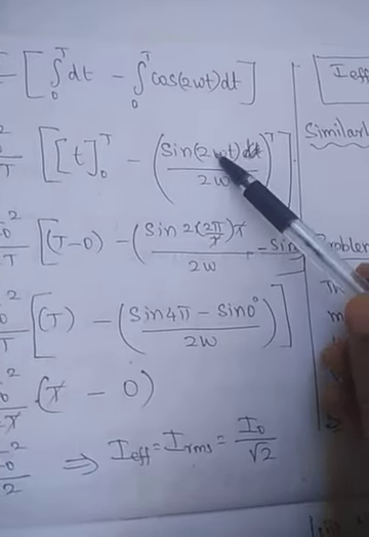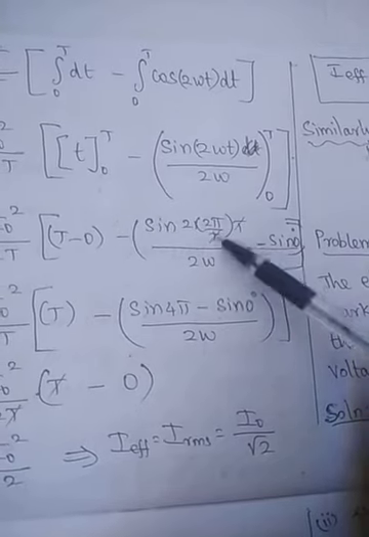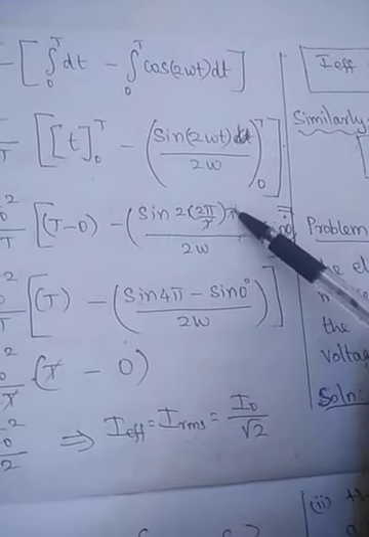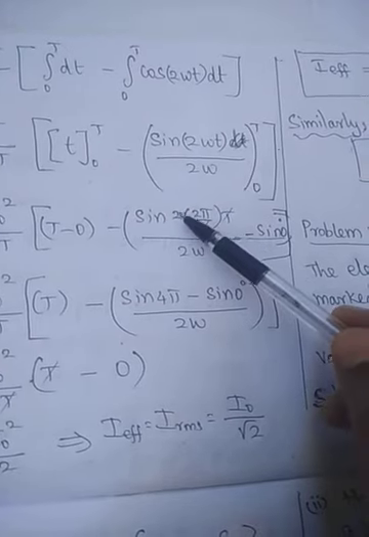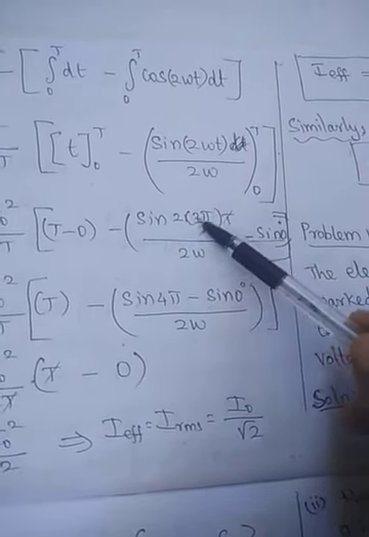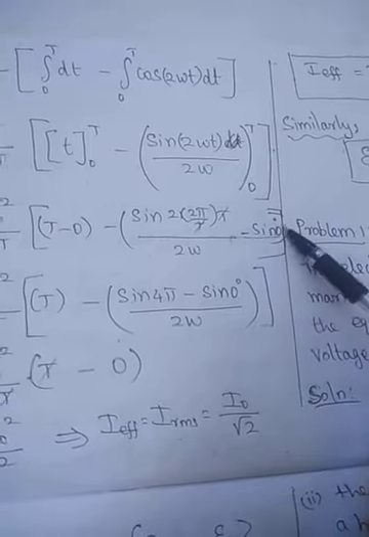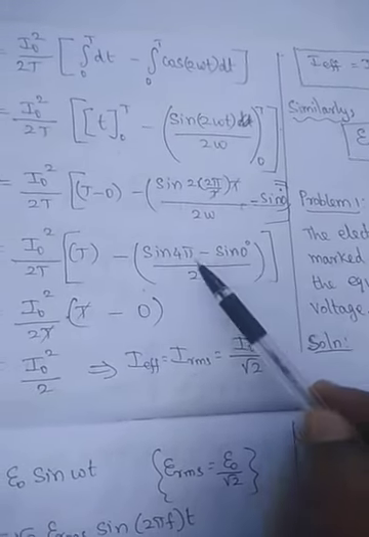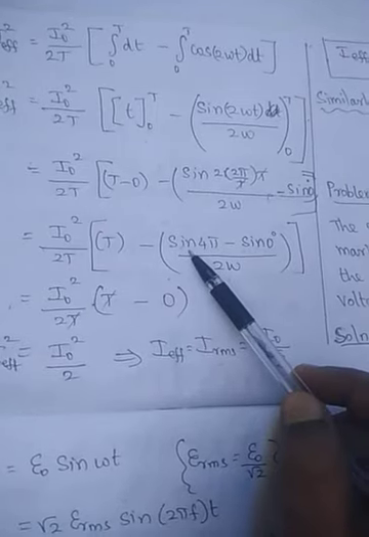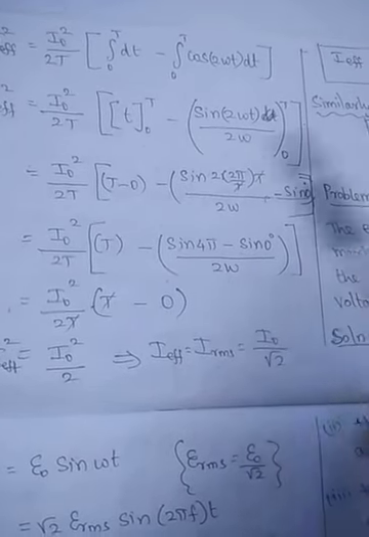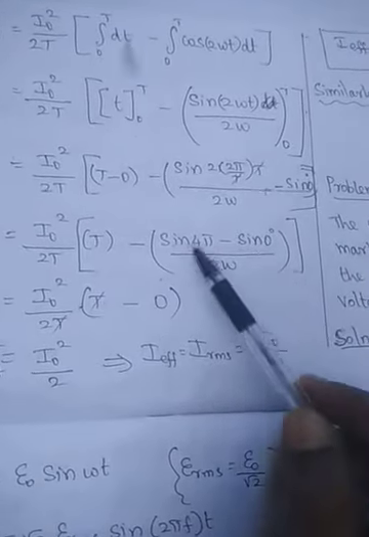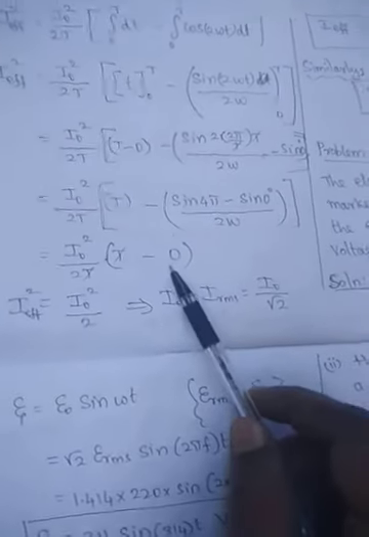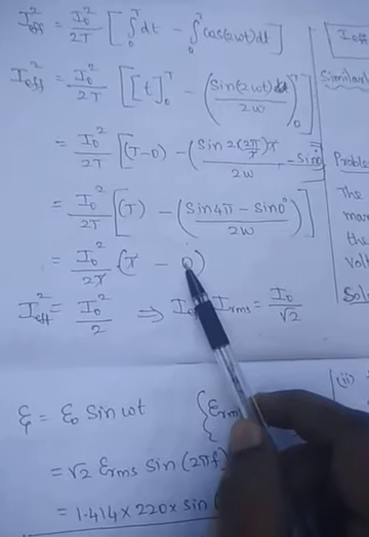So again I will say that for omega, substitute 2 pi by T, and for this small t, substitute the upper limit value. T gets cancelled, then 2 into 2 pi by 2 omega minus sin 0 degree. Then we will get sin 4 pi minus sin 0 degree. Sin 2 pi is 360 degree. Sin 4 pi also again comes to 0. So sin 0, sin 0. So 0 minus 0, it is 0. So finally we get 0.